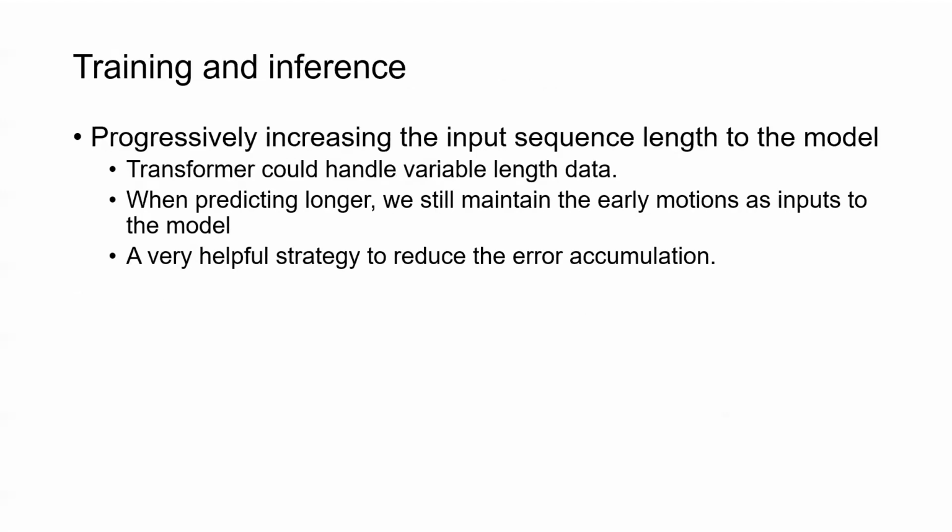We also propose a novel training strategy, which is progressively increasing the input sequence length to the model during the training and inference, since the transformer could handle variable length data. The advantage of such a design is that when predicting longer motions, we still maintain the early motions as inputs to the model. It is a very helpful strategy to reduce the error accumulation.